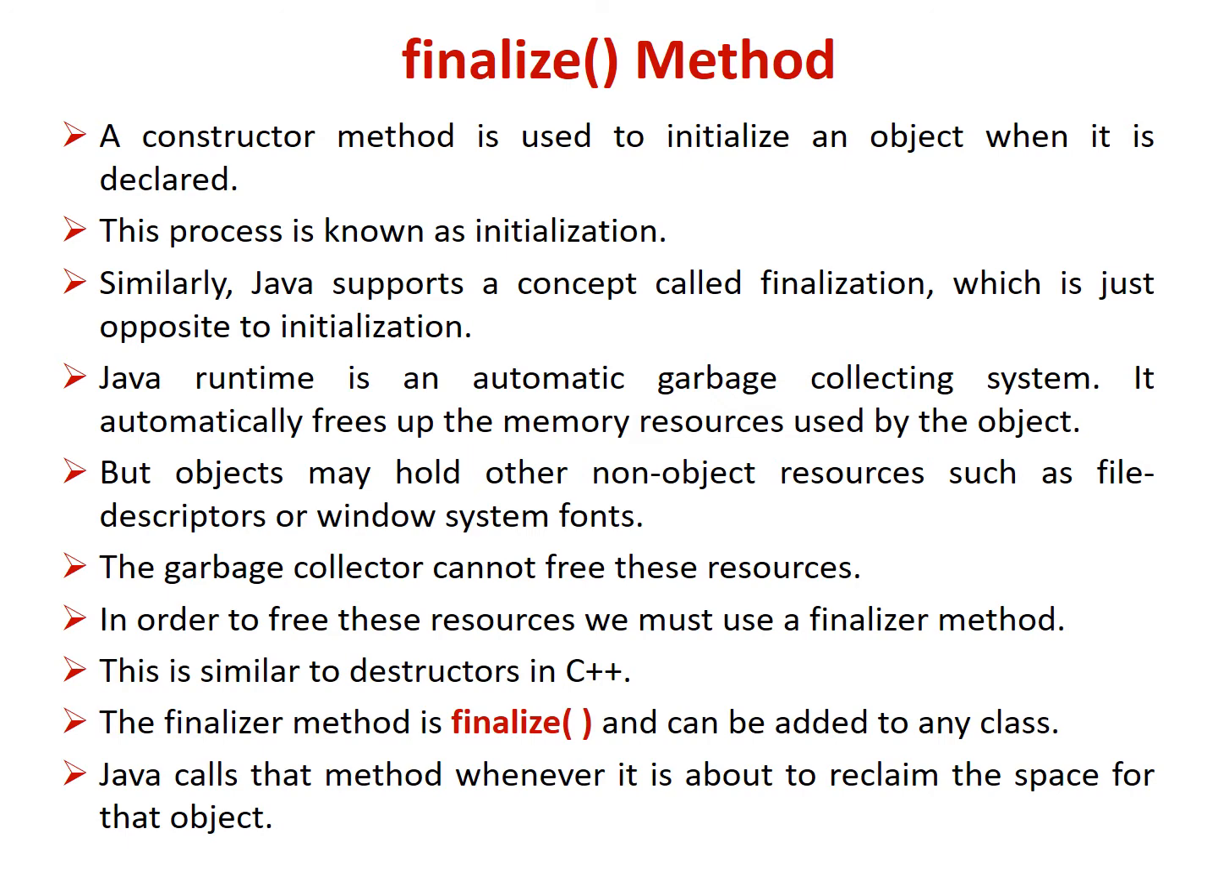But objects may hold other non-object resources such as file descriptors or window system fonts. The garbage collector cannot free these resources. In order to free these resources, we must use a finalizer method. This is similar to destructors in C++. The finalizer method is finalize and can be added to any class. Java calls that method whenever it is about to reclaim the space for that object.